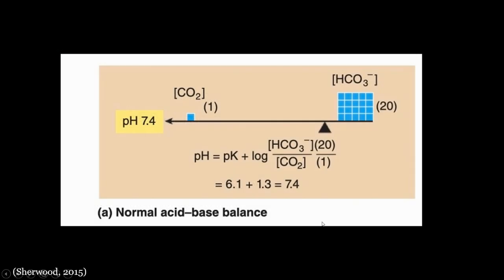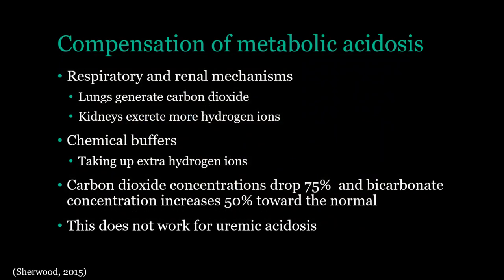So here is the normal acid base balance. Here is the Henderson-Hasselbalch equation to determine the pH. Here's kind of like a scales and balance diagram of it. We have that 20 bicarbonate to 1 carbon dioxide ratio that we'd like to see. This is normal, right? Our beam is balanced, our pH is at 7.4. This is where we want to be. However, when we enter into metabolic acidosis, we will see that beam shift out of balance.